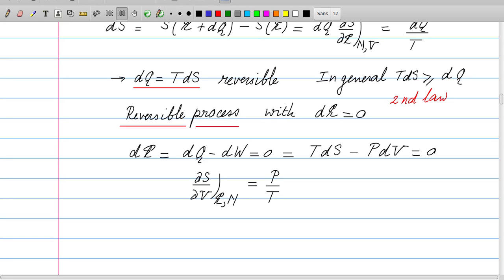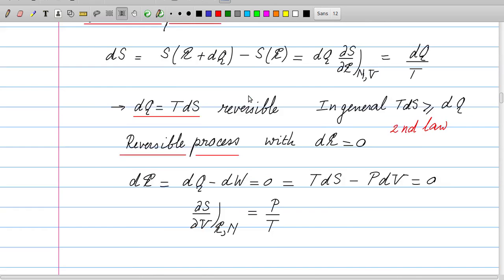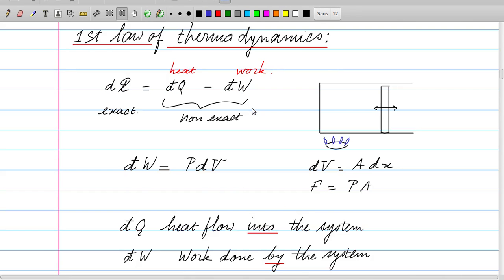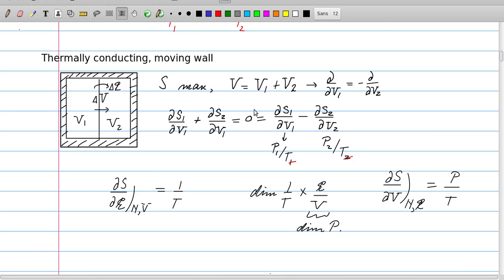Then we consider a reversible process in which the total energy doesn't change. So the fact that the process is reversible enables us to write dq as TdS. The dW is minus pdV. And what we find from this is that dS/dV is P over T. And that is precisely what we found before when we were analyzing a system with a movable wall. Here we found also that dS/dV is P over T.